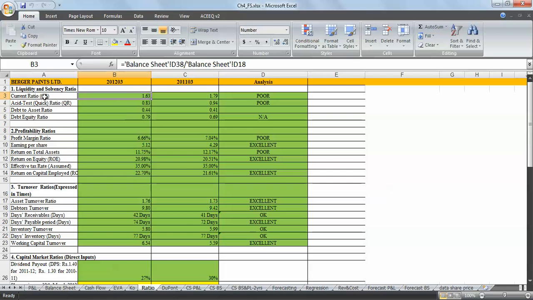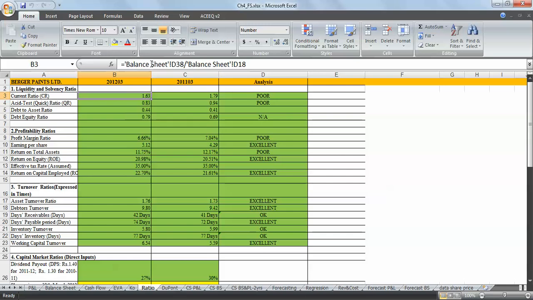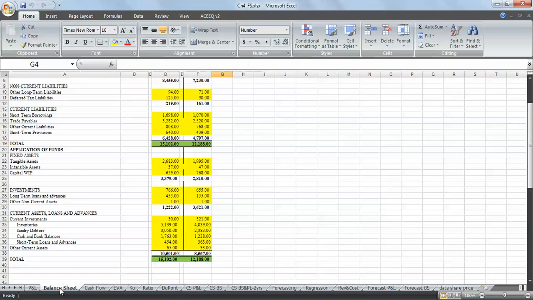The formula for current ratio, as we know, is current assets by current liabilities. So both the figures for current assets and current liabilities are given here. Now from here we fetch the data by using this formula. This is actually the way to interlink the cells in the same file but in different sheets. So it is balance sheet. So balance sheet is here. This is the sheet which is named as balance sheet. D38. So D38 is here. D column and 38.